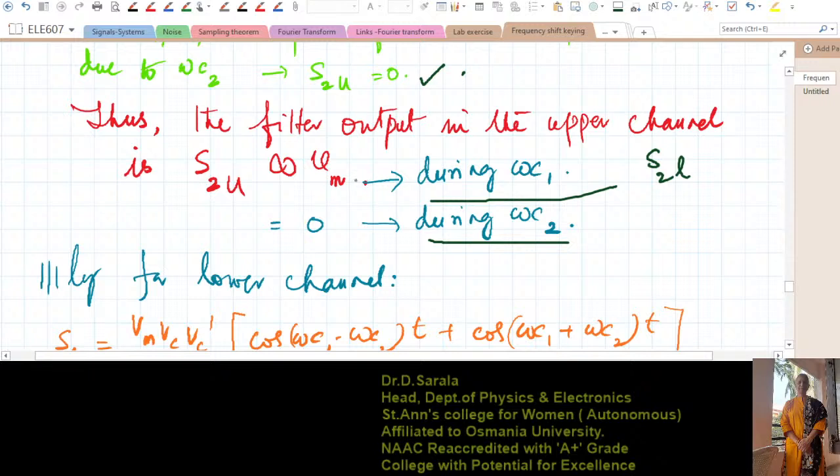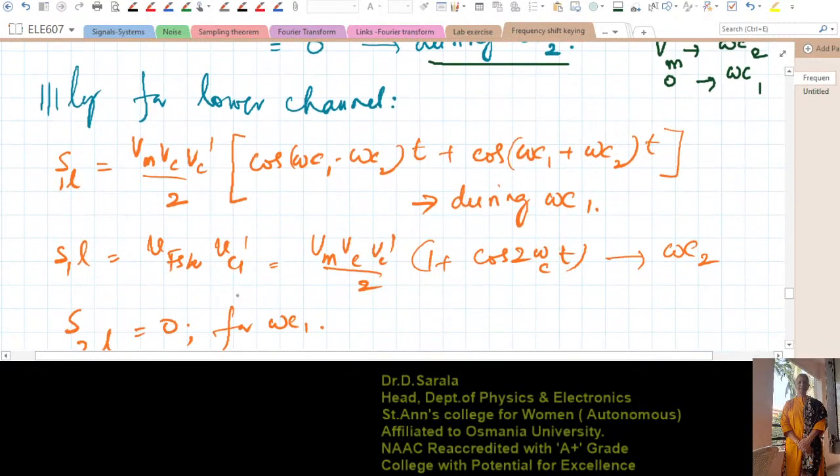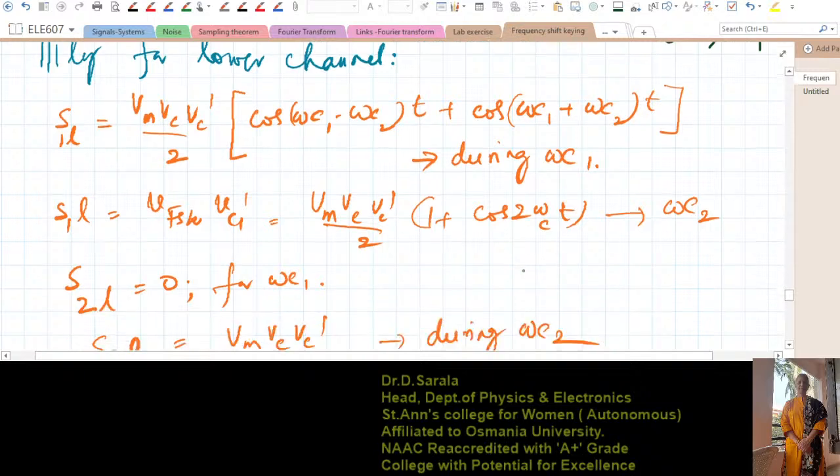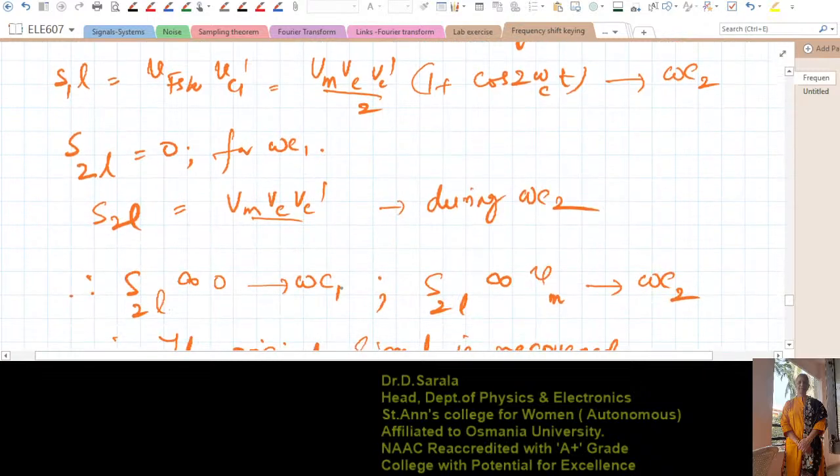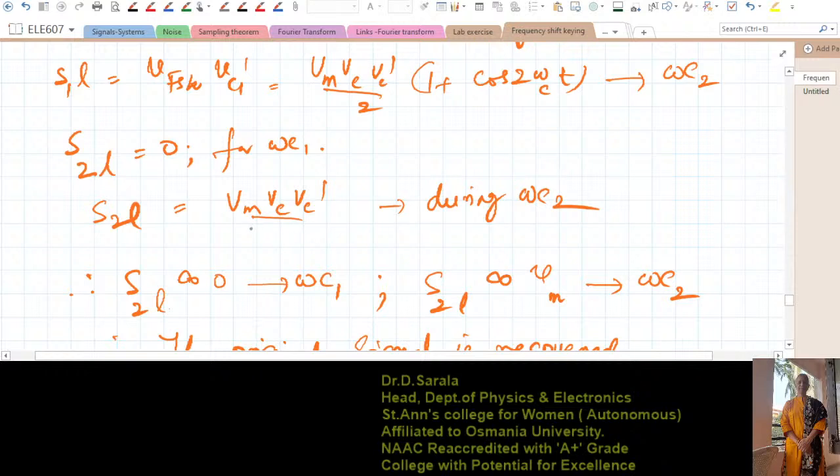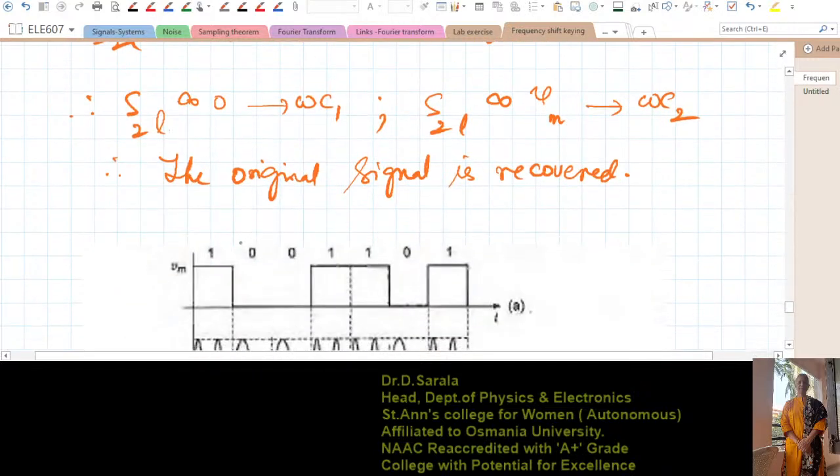Similarly for the lower channel, what will happen for a lower channel? It is Vm during omega C2. This is Vm during omega C2, and it is 0 during omega C1. So finally what you are getting is this, and S1L is this, S1L is Vc1 dash, and this can be written as 1 plus 2 omega Ct, and it is 0 for omega C1. So finally whatever you are getting is proportional to m, so the original signal therefore will be received.